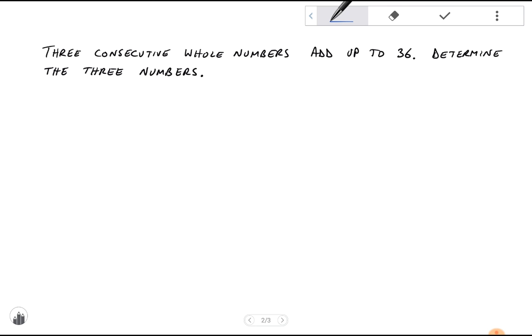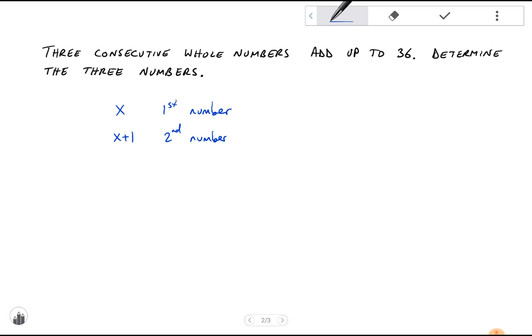3 consecutive whole numbers add up to 36. Determine the 3 numbers. So again, we're going to make an equation. To do that, we need to have something to represent these numbers. Okay, so let's let the first number be x. All right, so x represents the first number. We don't know what that number is yet, but this x will help us out. So consecutive whole numbers, that means that if our first value is x, the next one needs to be x plus 1. Consecutive just means one after the other after the other. So x plus 1 represents our second number.